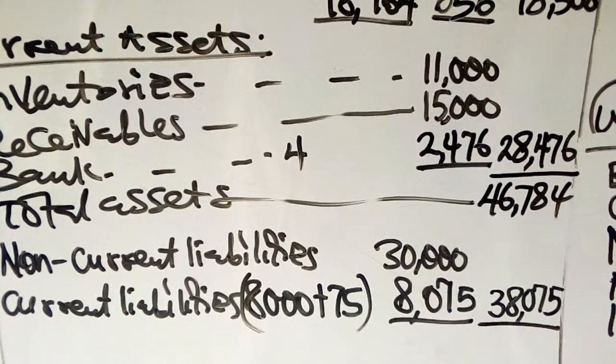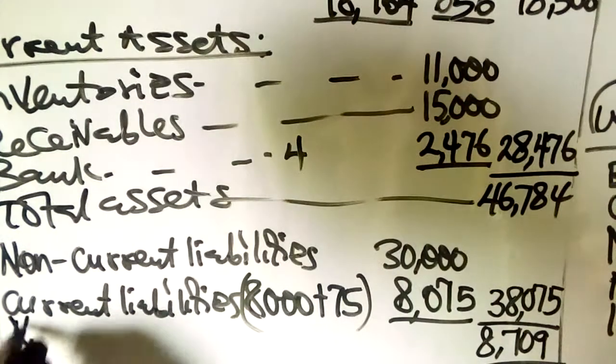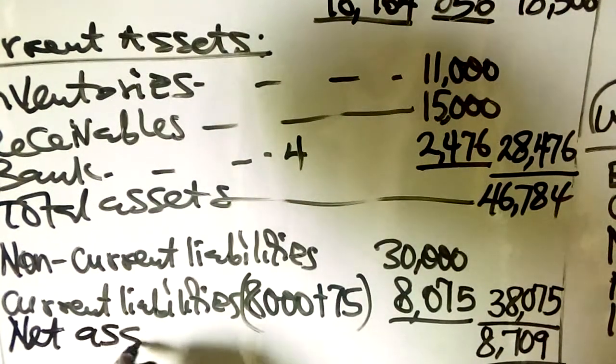You now deduct the total liabilities from the total asset. You know our total asset is 46,784 minus total liabilities of 38,075. Then the net asset will be 8,709. That is our net assets.